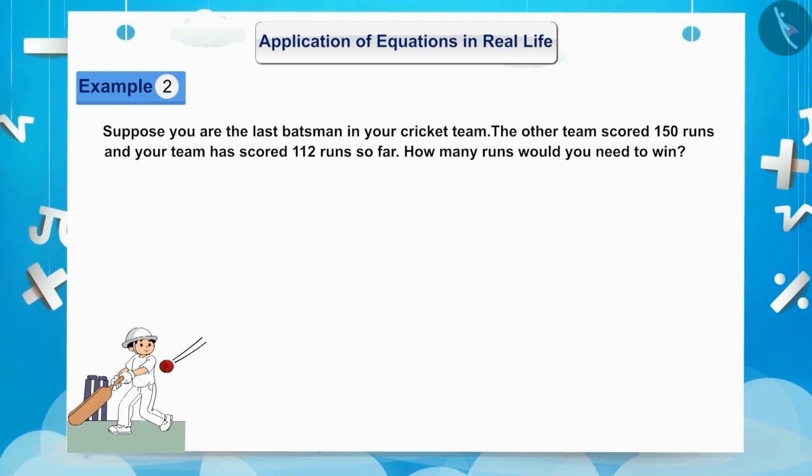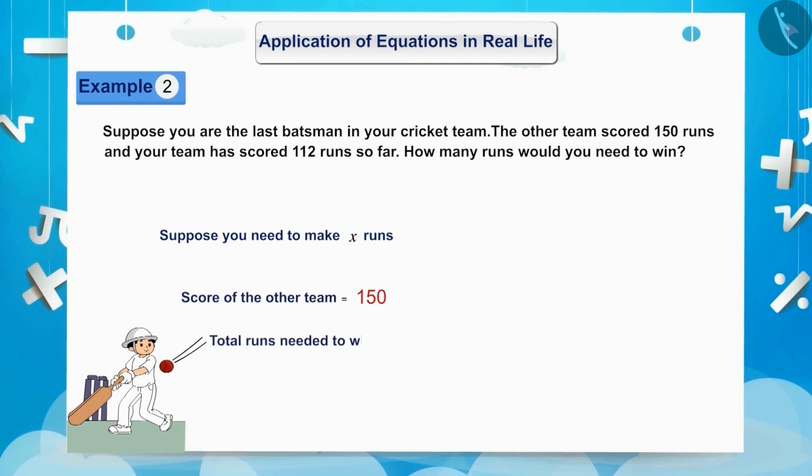Let's do it together. Suppose you need to make x runs. Here, x is a variable and its value is unknown. If the score of the other team is 150 runs and you score 150, then the match will be a draw. But in order to win the game, your team needs 151 runs.